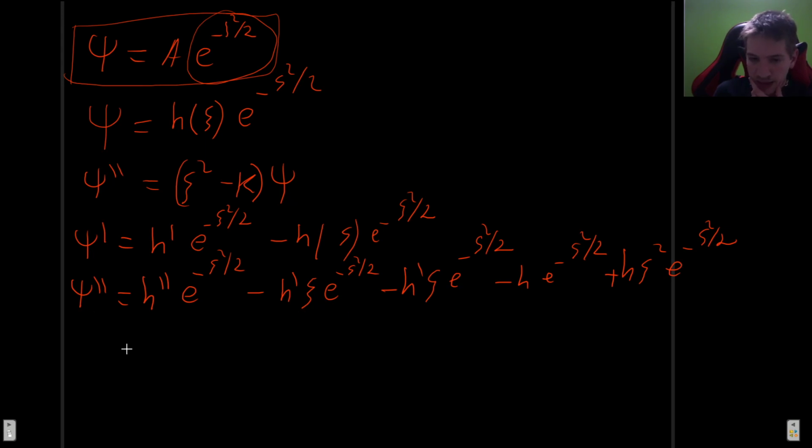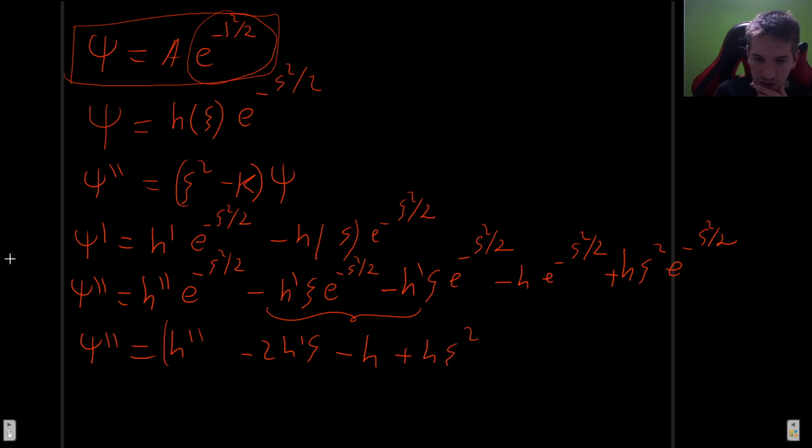Now we can actually simplify this a little bit. Psi prime prime will be h prime prime minus 2 times h prime, right? These two can go together. Psi, the e will be left at the final part, minus h plus h psi squared. So we can actually factor an h here.